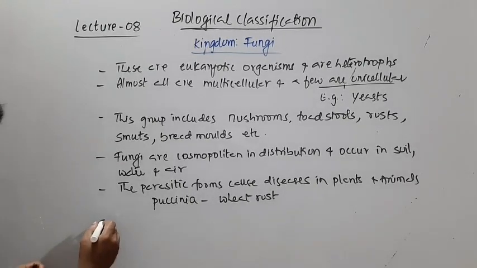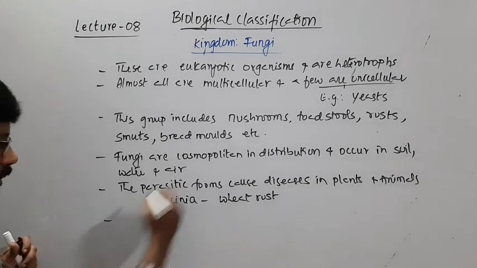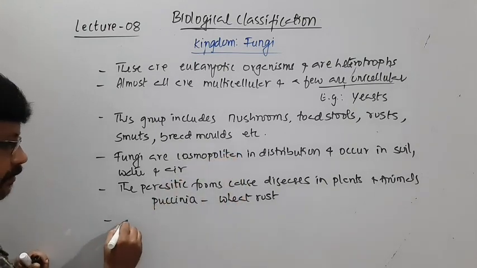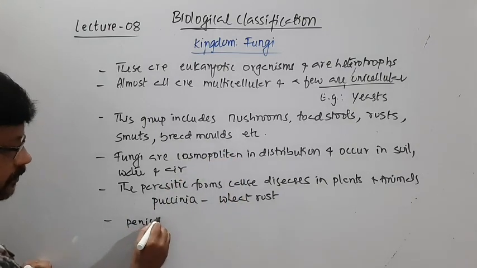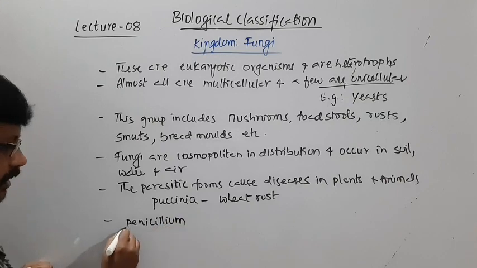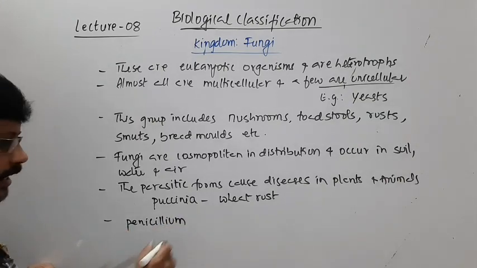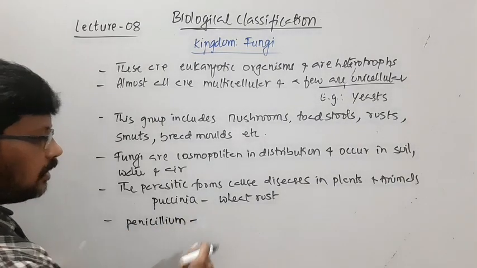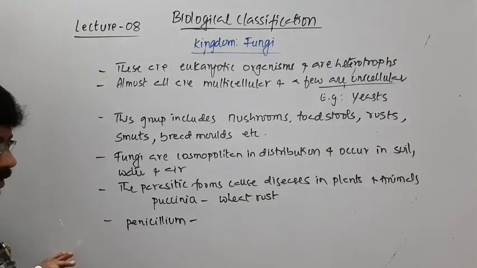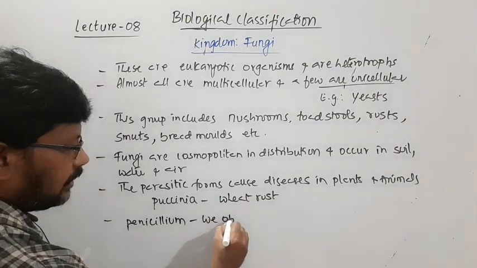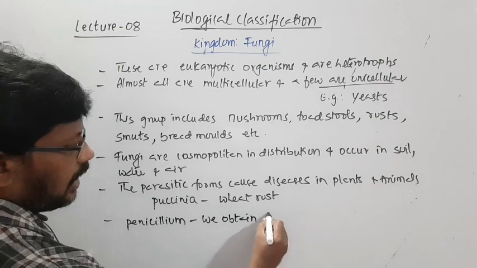And some of these fungi are useful to humans also. Like for example, penicillium. This penicillium is a fungus, and from this penicillium, we produce antibiotics. So we obtain antibiotics.